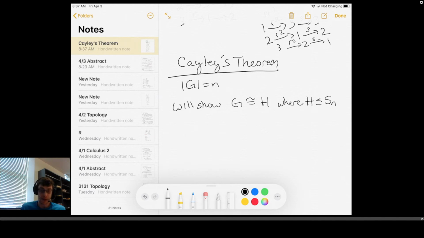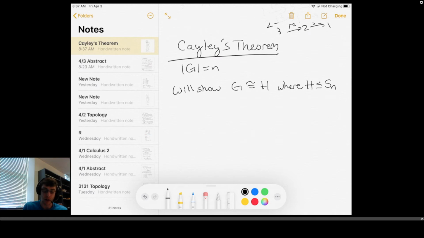So we're going to do this in a few steps. First I need to figure out what H is going to be. And as I mentioned before, what we're really doing is left multiplication, right? And if I have a subgroup of a permutation group, what I'm really talking about are one-to-one and onto functions, right? That's what a permutation is.